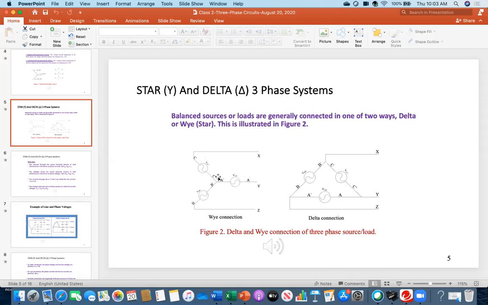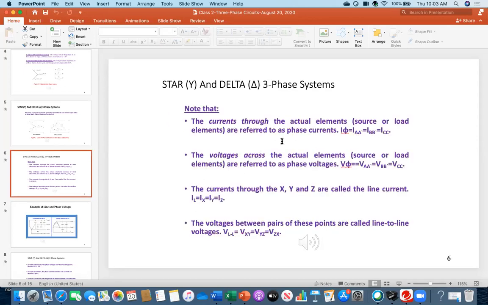But when you are measuring voltage across the element itself, that is called phase voltage. Once you are measuring between two line points, that is called line to line voltage. This is what is stated here. Once again, everybody see, the currents through the actual elements, source or load, are referred to as phase currents. The voltage across the actual element is called phase voltage. Currents through X, Y, Z are called the line current.